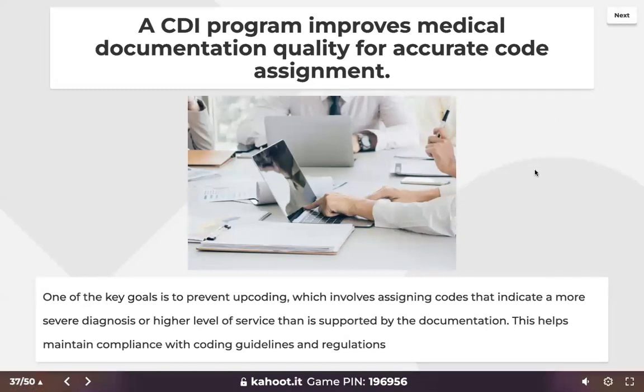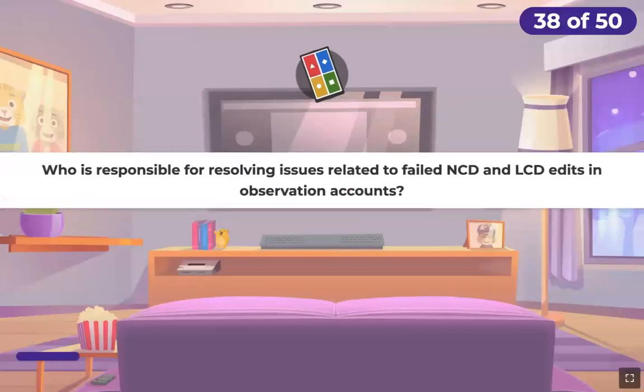So one of the key goals is to prevent upcoding, which, if you don't know what upcoding is, is when you assign a code that indicates a more severe diagnosis or higher level of service than is actually supported in the documentation. By having these programs, they will help maintain compliance with coding guidelines and regulation. So the answer was upcoding. You had to know what upcoding was and then apply it to this question. Very RHIA-like, right? All right, next question.